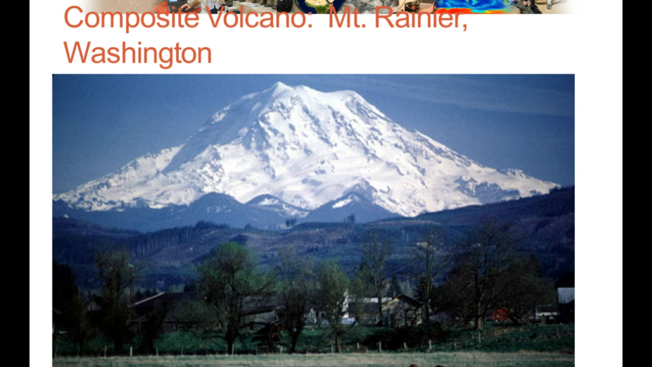Okay, our next type of volcano is called a composite volcano. And a good example is Mount Rainier in Washington, and here's a picture of it you see here in this slide. So composite volcanoes, and there are six things we want you to know about composite volcanoes. Let's get them in your notes.